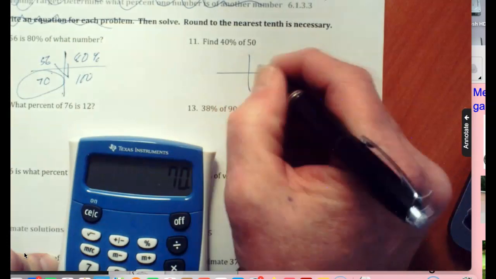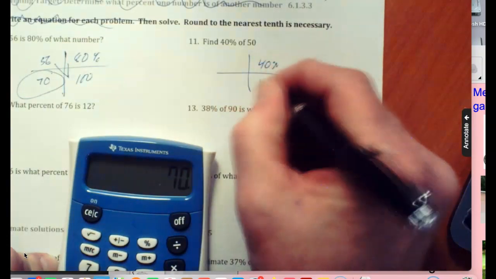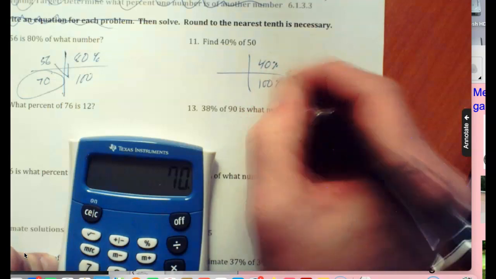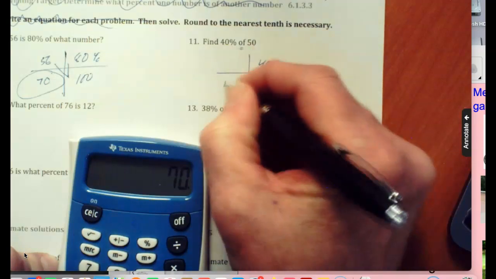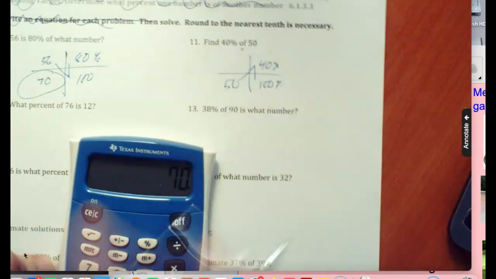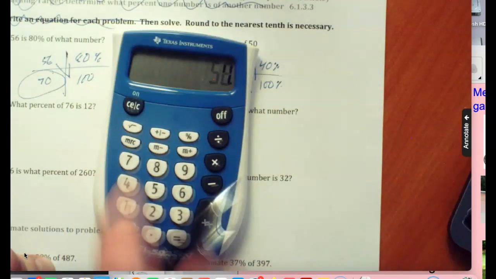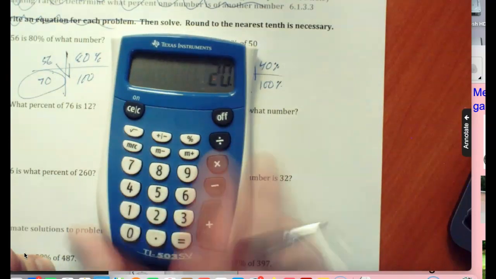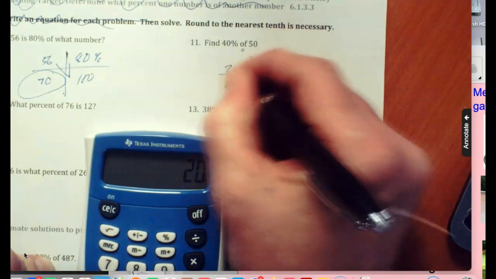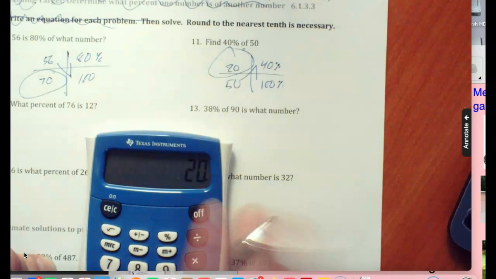Take a look at this next one. Find 40% of 50. That's easy to fill out. There's that "of" signaling the whole. So we're going to go 50 times 40 divided by 100. It's 20 is our answer there. All right, let's keep rolling here.